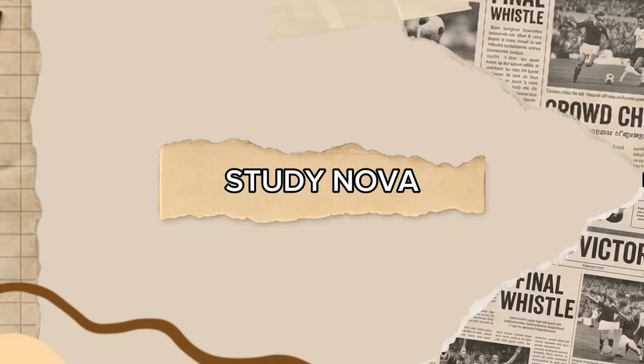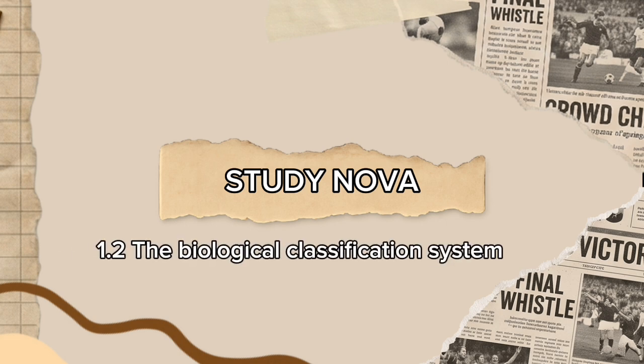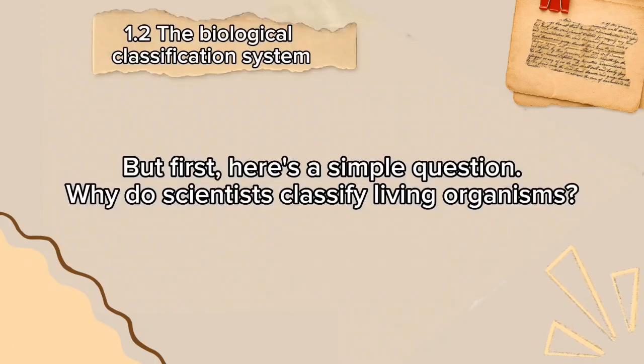In today's lesson, we are going to learn Chapter 1.2, the Biological Classification System, with some past paper questions. So get ready to learn, and without wasting any time, let's begin. But first, here's a simple question. Why do scientists classify living organisms?